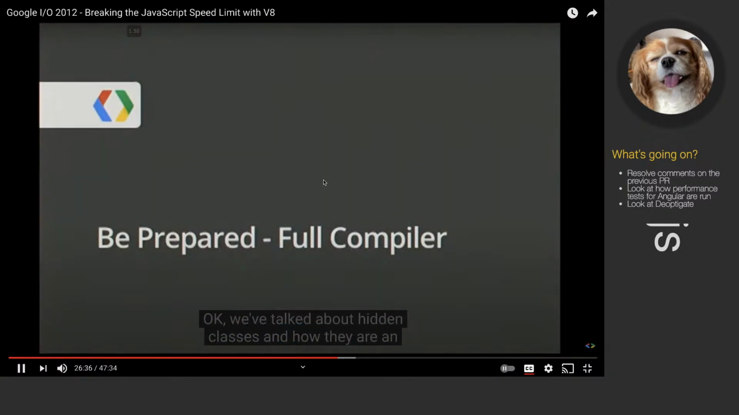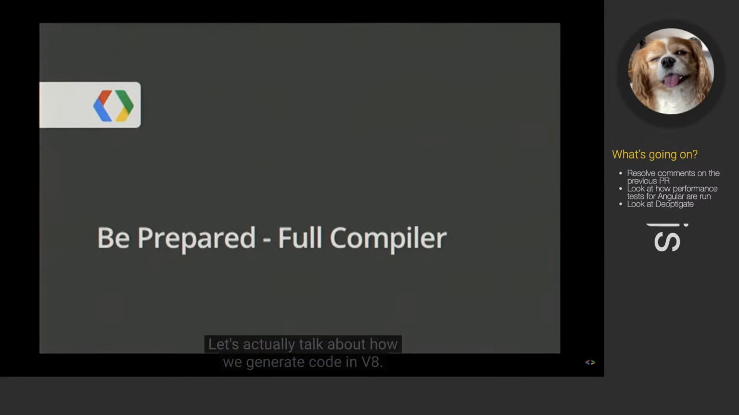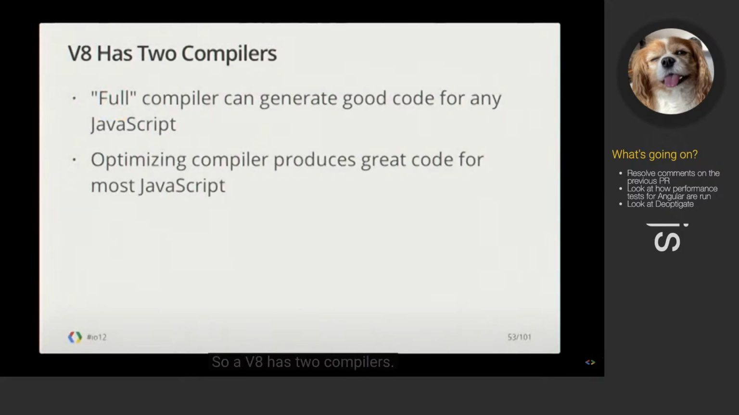We've talked about hidden classes and how they are an important piece of optimizing code. Let's actually talk about how we generate code in V8. And this will maybe help you understand a little bit better why it's important to make sure that you understand the hidden classes. So V8 has two compilers. The first one is called the full compiler because it can actually implement the full set of JavaScript features.